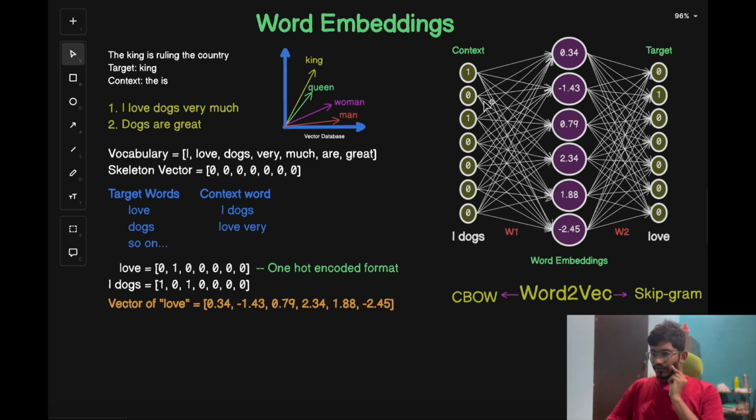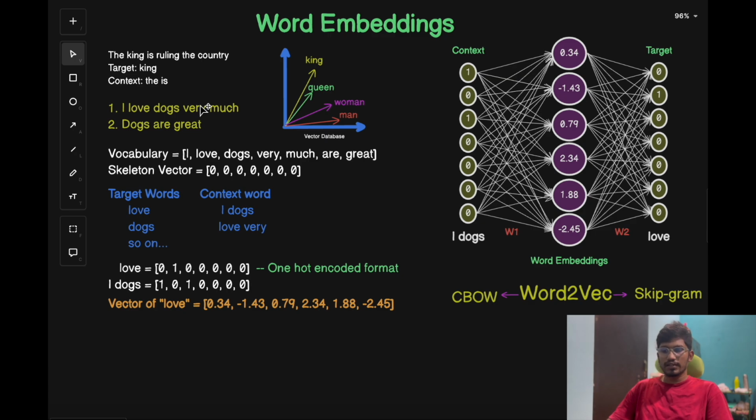If you can see here, after we train this neural network, we will have this set of weights which is marked as W1. Hence this W1 weight matrix will help us in converting a particular word into a vector. For example, if we want the vector format for this word very, we'll take the one hot encoded format of its context words, which are dogs and much. We'll take that as input, multiply it with this weight matrix, and we'll get the word embeddings for this word very.